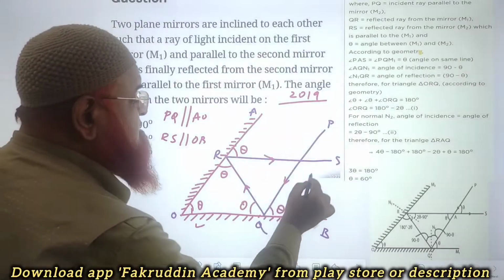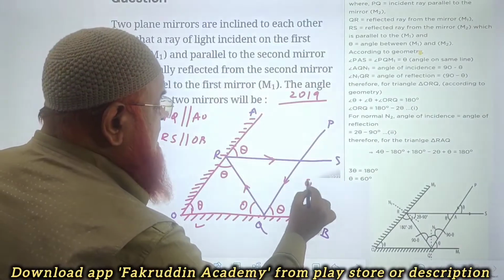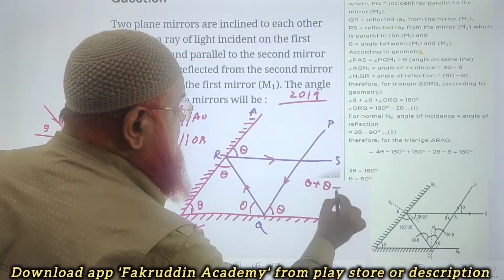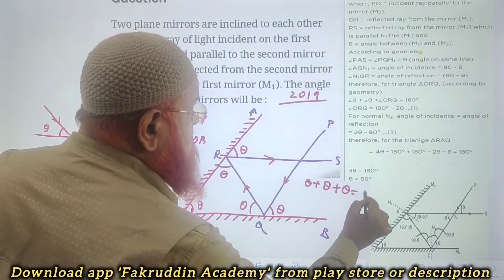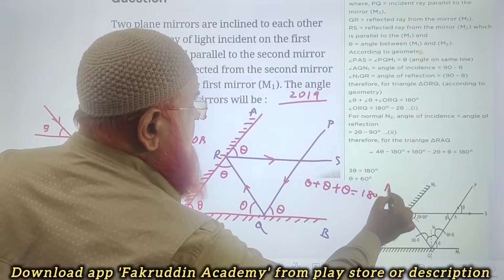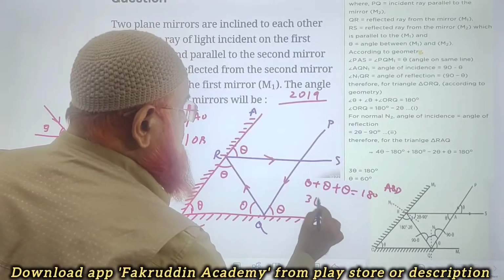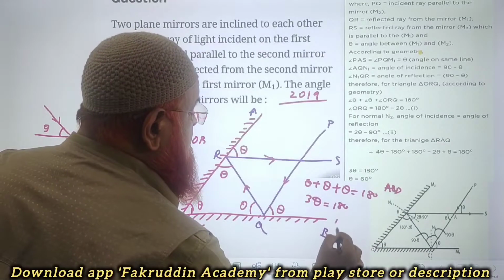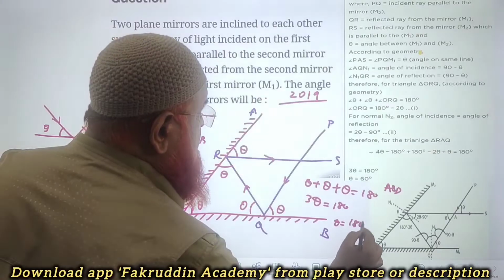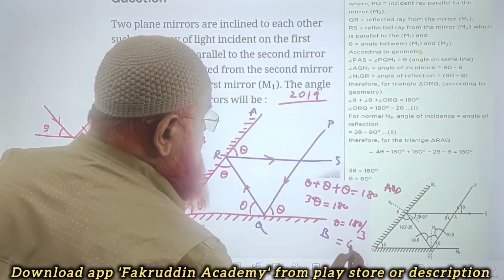What is the meaning of angle sum property? Theta plus theta plus theta is going to be 180 degrees. This is called angle sum property. So 3 theta is equal to 180, theta is equal to 180 by 3. Your answer is 60 degrees.